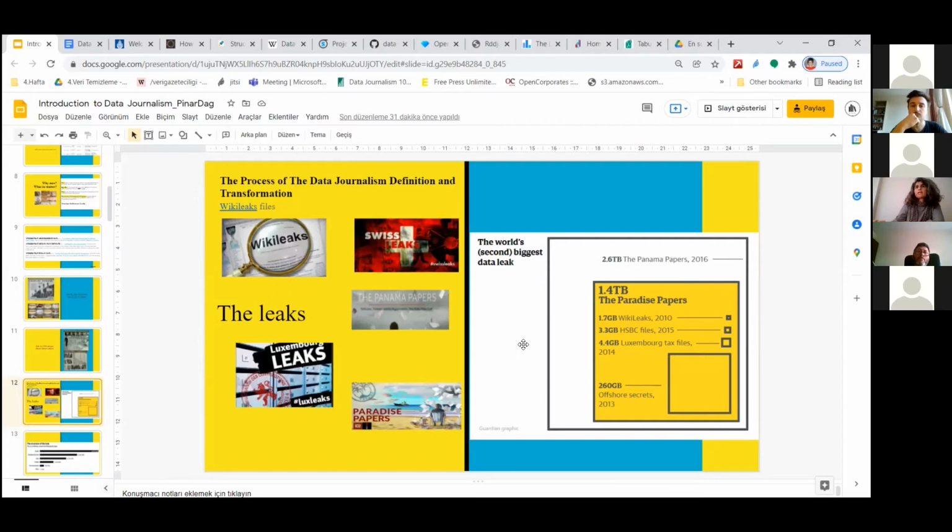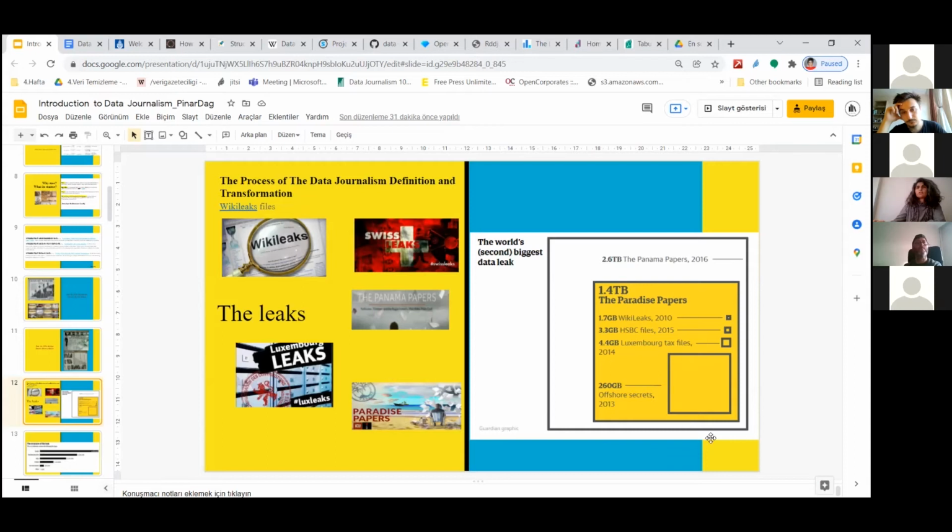So journalists came together in London. At that time I was also in London, studying at the London School of Journalism in 2007. I really had the chance to see how newsrooms came together and started to do 40-hour workshops, discussing how they could use those leaks for journalistic purposes. That is actually where data journalism started.